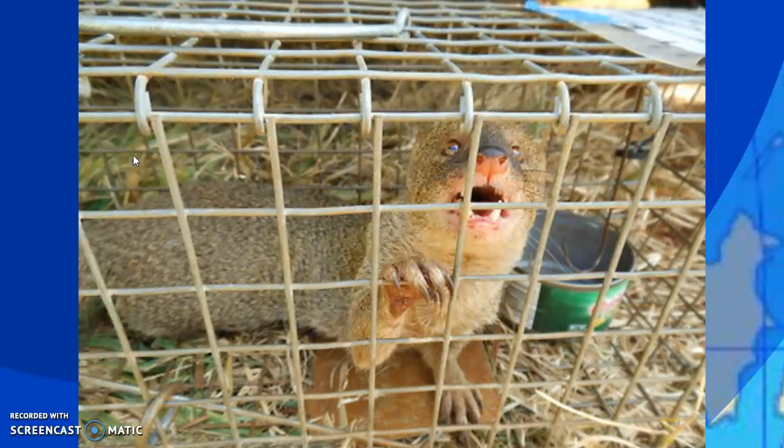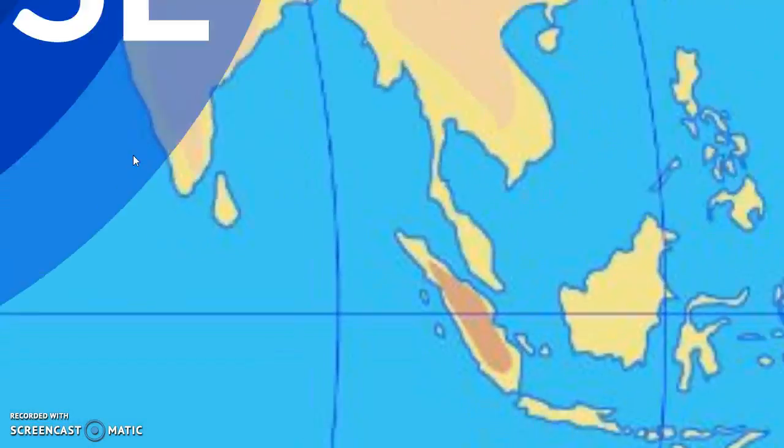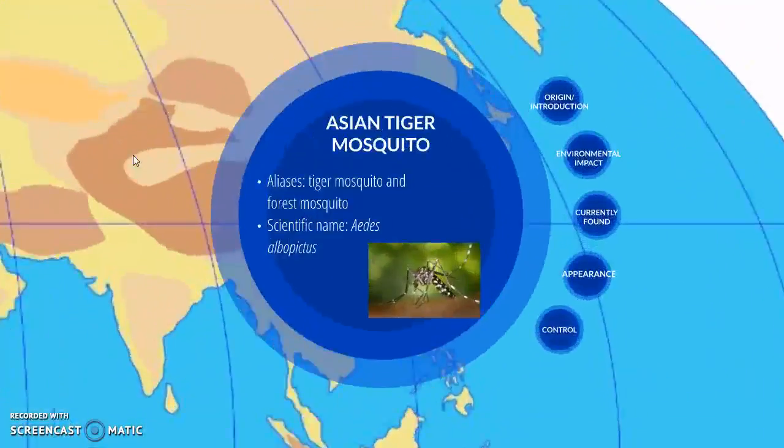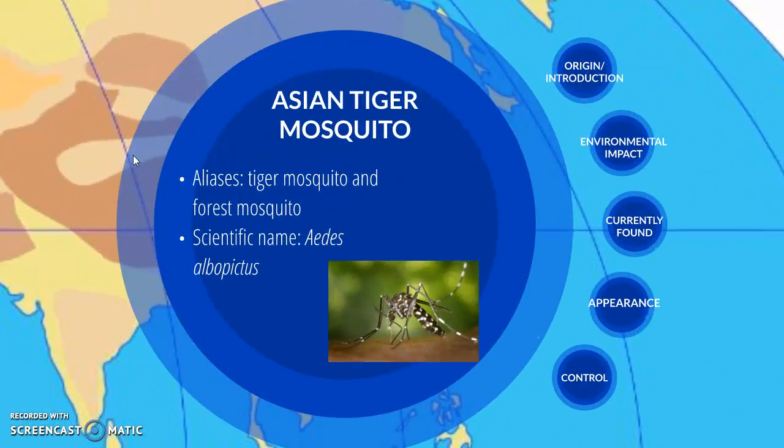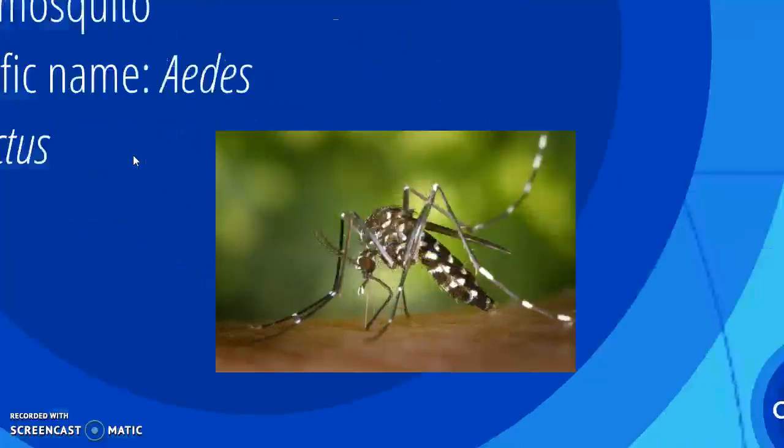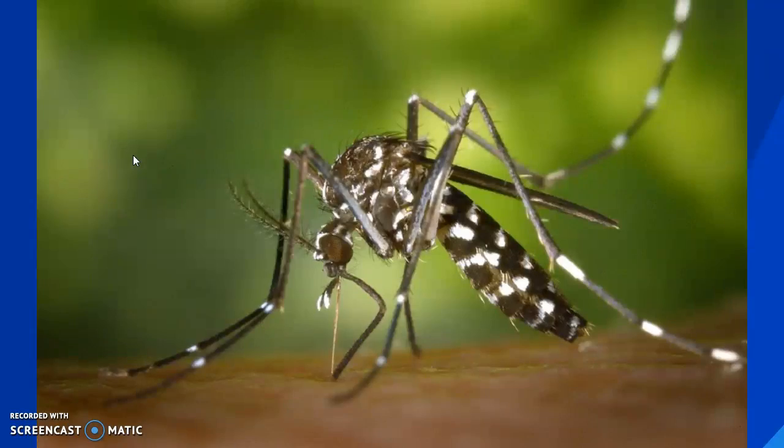So the next one is the Asian tiger mosquito, whose aliases are the tiger mosquito and the forest mosquito, and whose scientific name is Aedes albopictus. This is a picture of it close up.